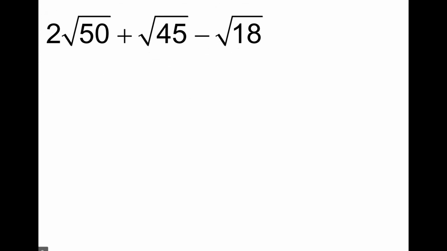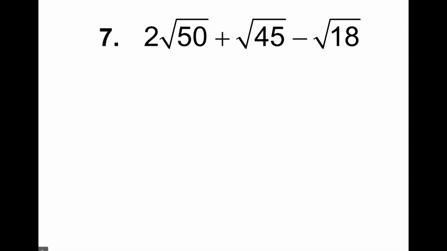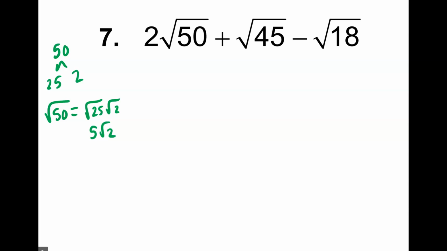So, 2 root 50 plus root 45 minus root 18. So we have to write it as prime factorization. Root 50 is root 25 times root 2, so that's 5 root 2. So this is 2 times 5 root 2.